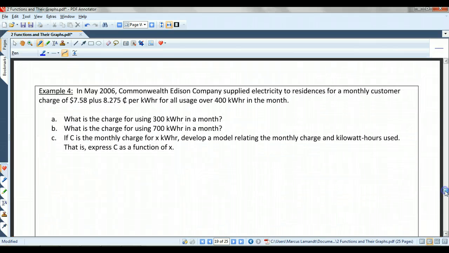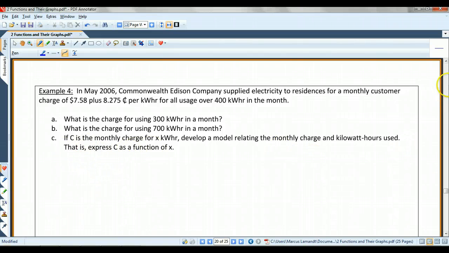Okay. Example 4. In May 2006, Commonwealth Edison Company supplied electricity to residences for a monthly customer charge of $7.58 plus 8.275 cents per, I don't even know what that stands for, kilowatt hour for all usage over 400 kilowatt hours in the month. What is the charge for using 300 kilowatt hours in a month? What is the charge for using 700 kilowatt hours in a month? If C is the monthly charge for X kilowatt hours, develop a model relating the monthly charge and kilowatt hours used. I guess it stands for kilowatt hours. That is, express C as a function of X.